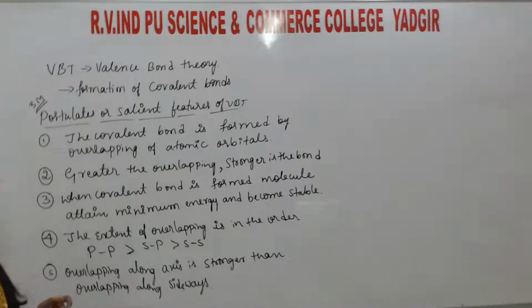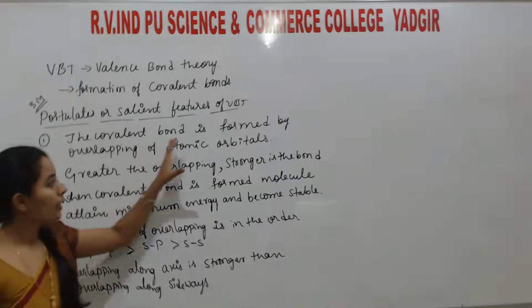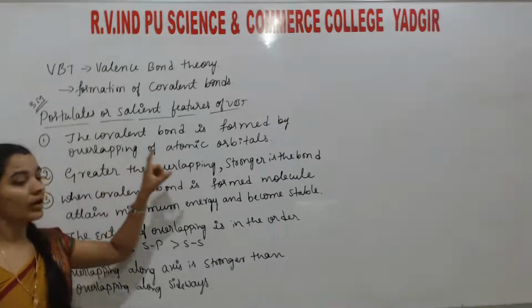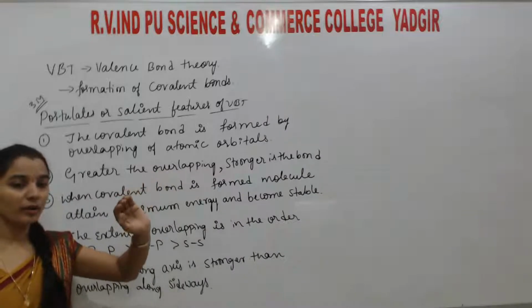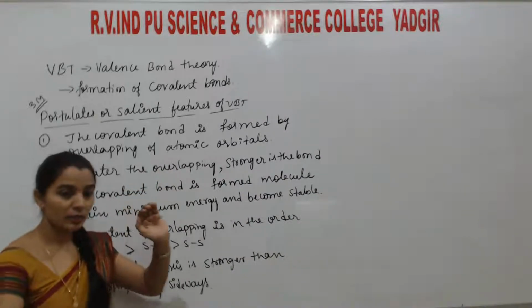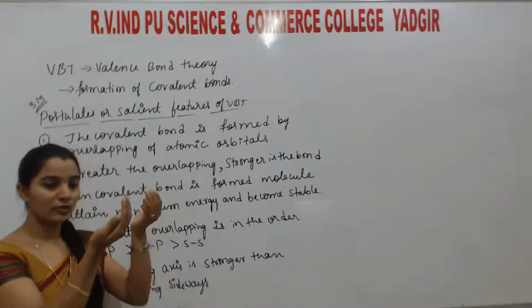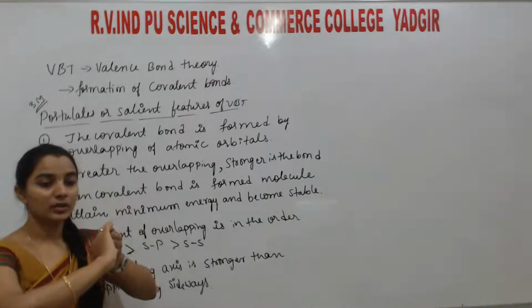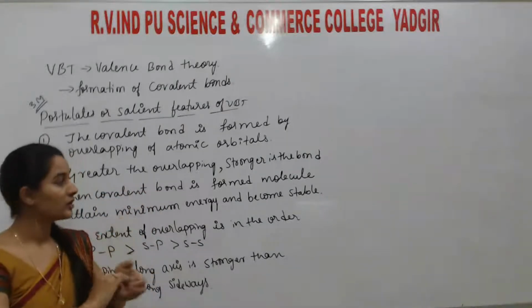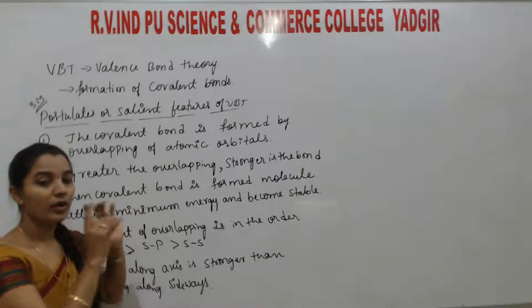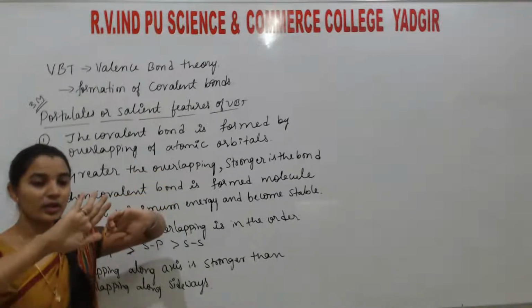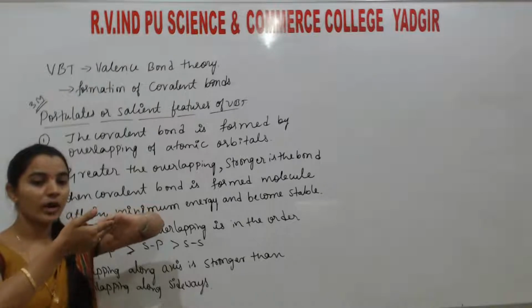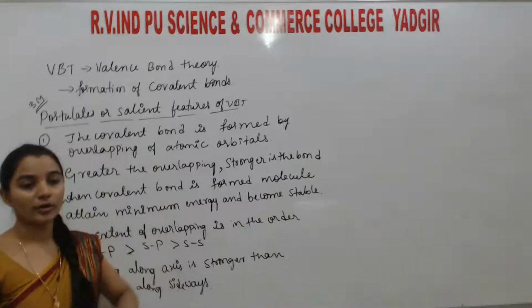What are those? The first one: the covalent bond is formed by overlapping of the atomic orbitals. This is one atomic orbital, and these are the two atomic orbitals. Assume they overlap with each other. When they overlap with each other, they form a covalent bond. Like this, this is one axis. They completely overlap, meaning they form a strong bond.